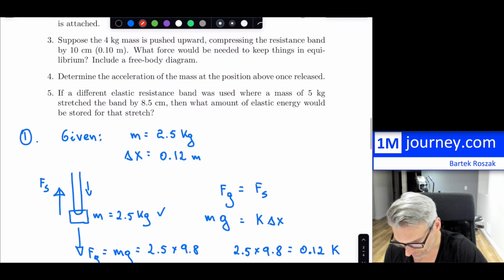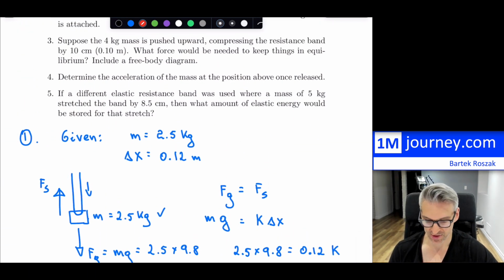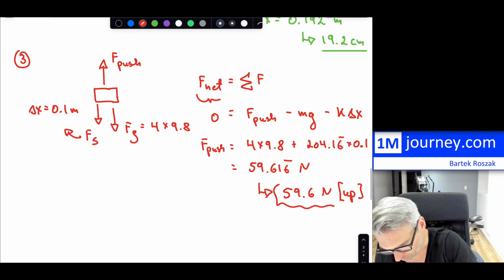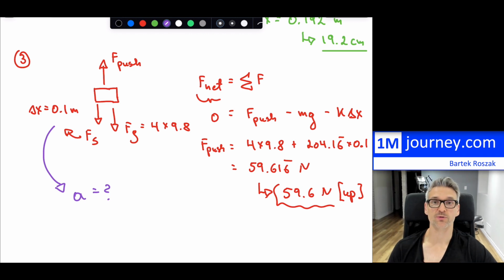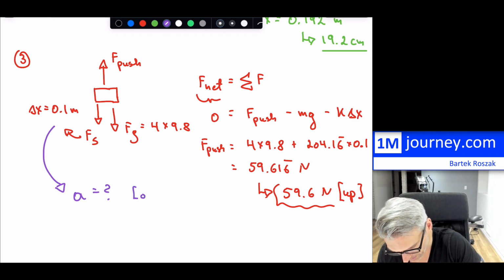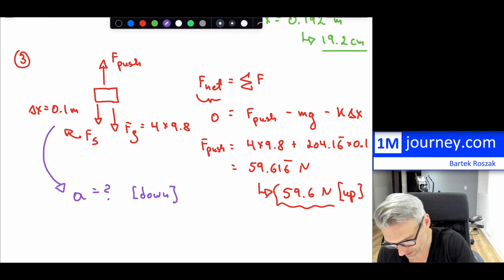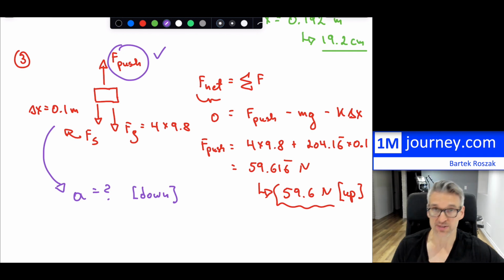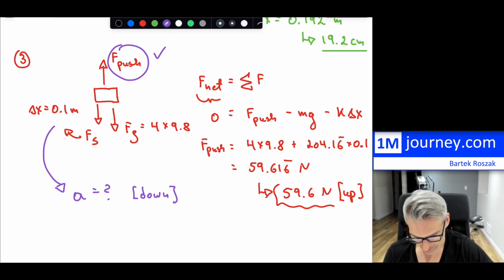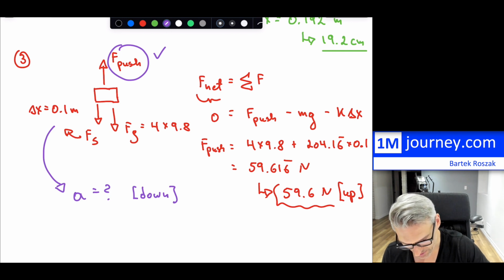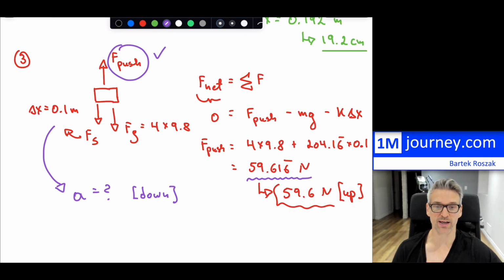Now for number 4, it says determine the acceleration of the mass at the position above once released. So, in this position right here, what's going to happen? What will be the acceleration if we release it? Now, the acceleration will be downwards. We know that because once we remove our push, the spring and the gravity itself are going to start to make this accelerate. So once you remove this, all you have is your net force, which is going to be equivalent to the right-hand side.